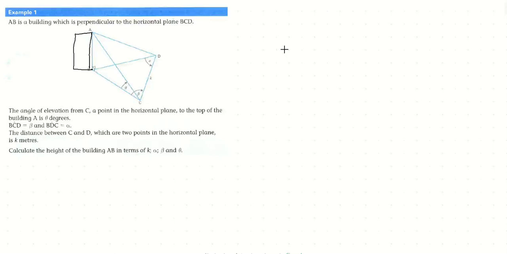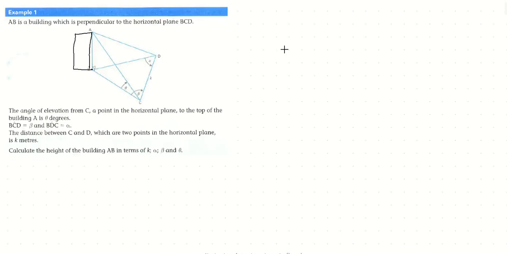Okay, girls, so example one. AB is a building, so I just drew the building in AB, which is perpendicular to the horizontal plane BCD. So let's go find our horizontal plane, because this one looks a little weird. We've got BCD. This is the floor.